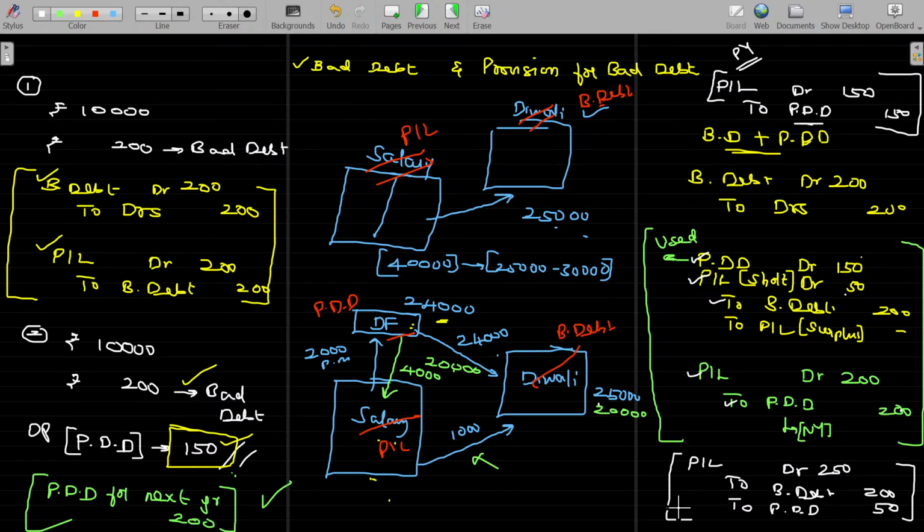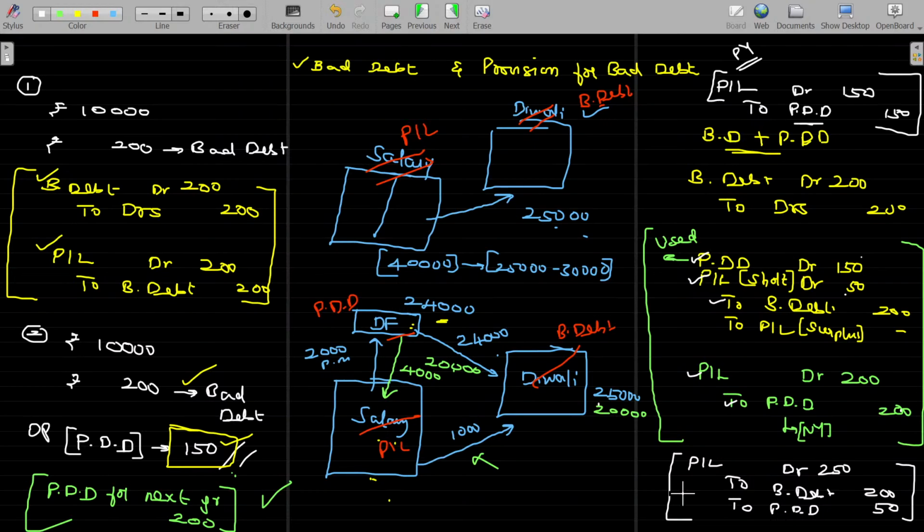You have to be careful. If we don't have the provision for doubtful debts, the entry is bad debt account debit to debtors. The next one will be P&L account debit to bad debt. This is the usual one. In the second case, it is routed through one more provision account. The provision account might have been created in the earlier year to be used in this year. And as we expect the next year also we face some bad debt, we have to create it this year also by transferring from the P&L account to PDD account. So two entries are going to be passed.